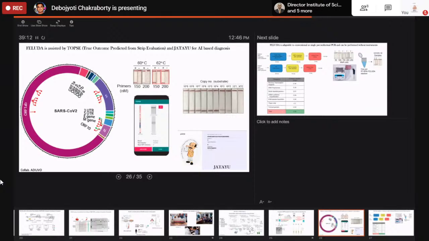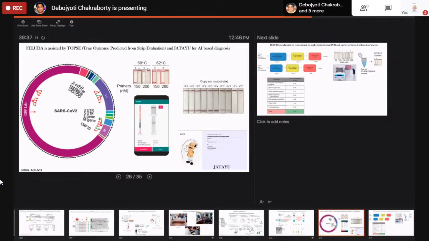So we teamed up with a Chennai-based startup to develop a smartphone app which would be called Topshe, True Outcome Predicted from Strip Evaluation, which takes a picture of the strip and then it's machine learning trained, so it can give out a readout based on the training that it has, whether it's positive or negative. It's highly sensitive, like you can see, just a few copies of the viral RNA can be detected.